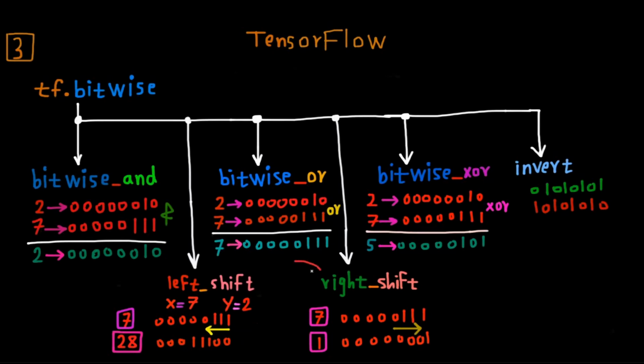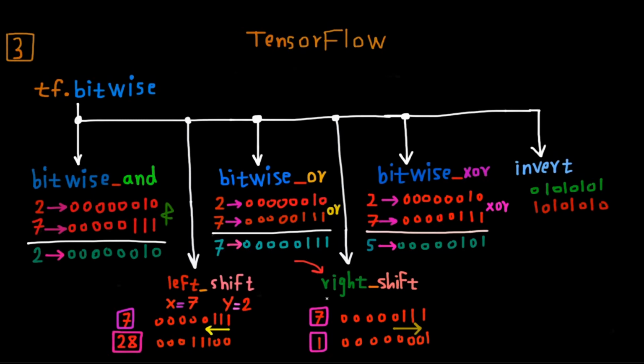Now let's go to the right shift function. This function has three arguments, x, y, and name. And as we said before, x is a tensor with a data type equal to one of the data types that we said before, and y is a tensor that must have the same type as x.